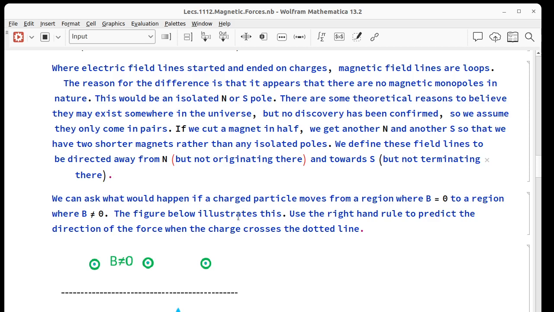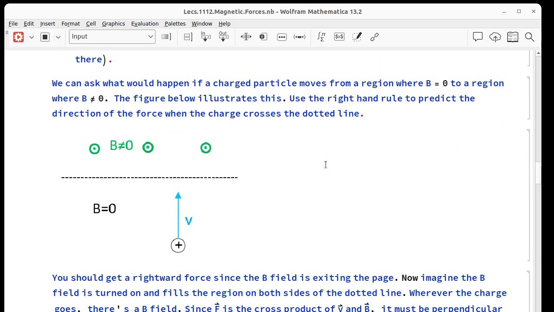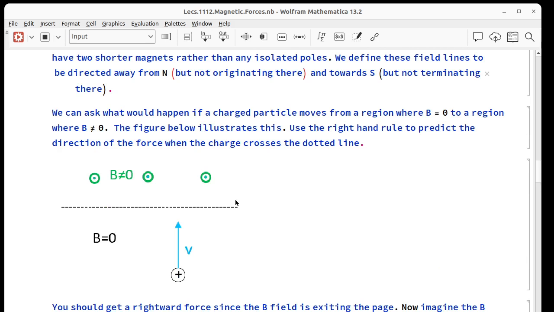So we say that the field lines are directed away from the North Pole, but they don't originate there, and they're directed towards the South Pole, but they don't terminate there. So now, knowing this, what if we have a charged particle that moves from a region where B equals 0 to a region where B is not 0? So we have this in this figure here.